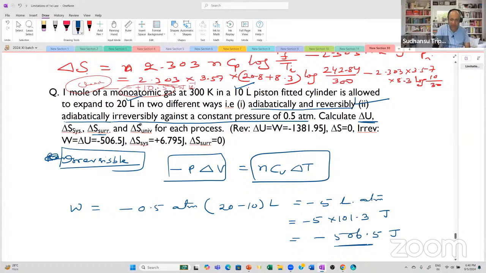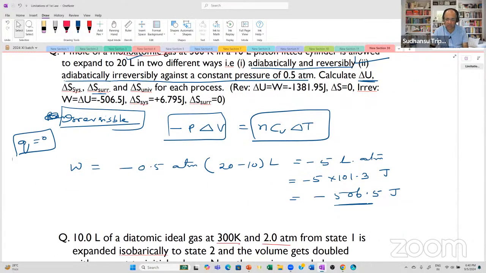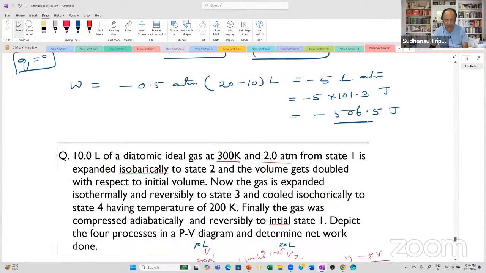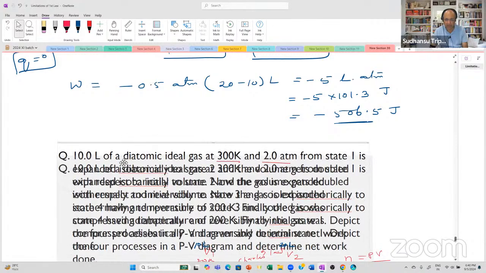So this is the expansion work done, which is negative in our convention. And Q, as you know, there is no need to keep repeating that in an adiabatic process there is no heat exchange. Whatever work is done is converted to change in internal energy. That is why del U is equal to W. In this particular case, adiabatic work done is a state function, path independent.